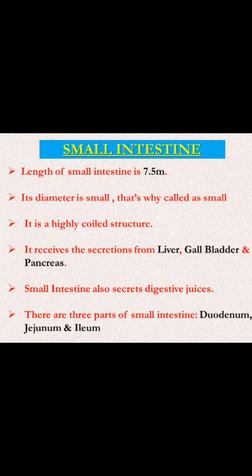Small intestine is called small due to its small diameter. Otherwise, its length is 7.5 meters. It is the longest part of the alimentary canal. It is a highly coiled structure which increases its length. It receives the secretions from all the digestive glands. That's why the maximum digestion takes place in the small intestine.